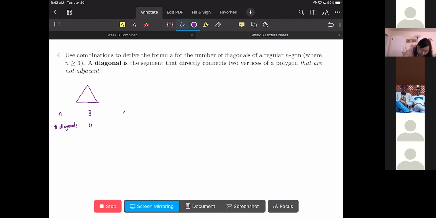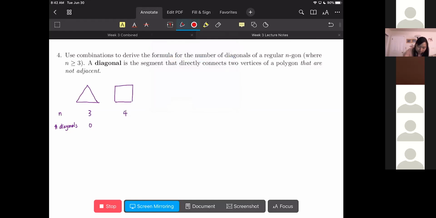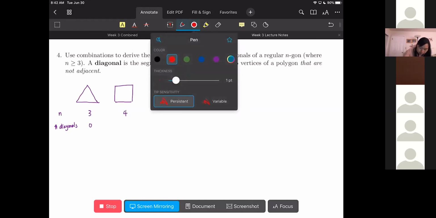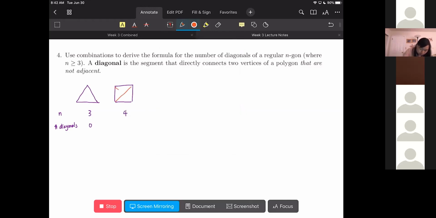Now let's look at when n equals 4, then a regular 4-gon is a square. How many diagonals does a square have? Yeah, so there's 2. Let me use a different color, maybe orange. So there's 2 diagonals, just like here. All right, we'll do a couple more examples and then we'll derive the formula. But I just want to make sure everyone understands the concept of diagonal.